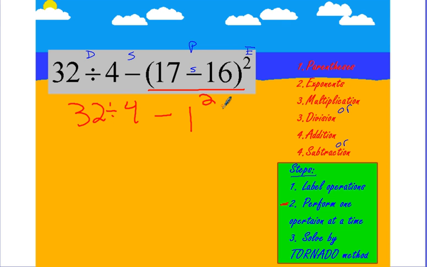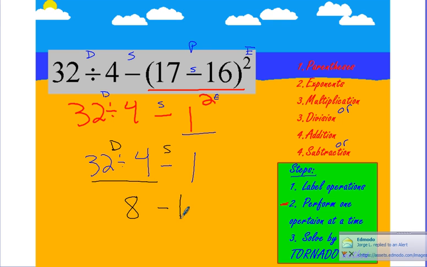So now I just repeat and go back to labeling the operations. I have division, I have subtraction, and I have an exponent. I'm going to underline what I do next, which is my exponent. So 1 squared is 1. Bring down my subtraction, my 4, my 32, and my division symbol. And now I'm going to label. I have division and subtraction. Underline what I do first. 32 divided by 4 is 8.